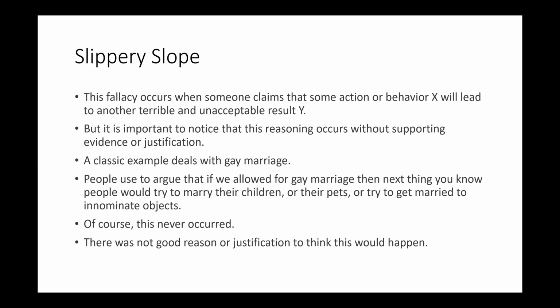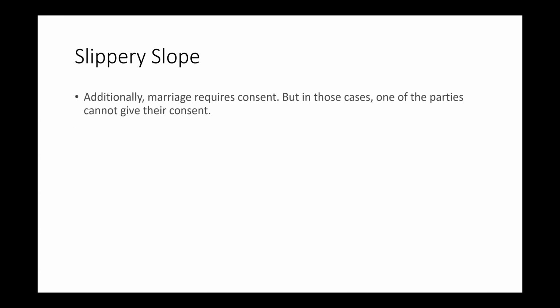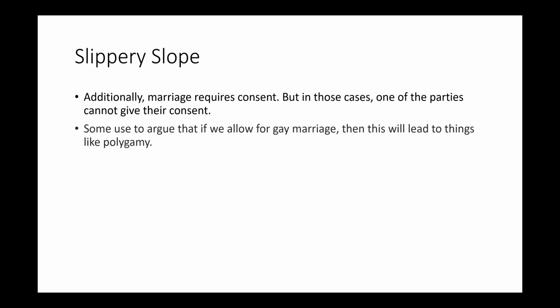Additionally, it's important to recognize that something like marriage actually requires consent. And in all of those cases, one of the parties cannot give their consent. A young child can't give their consent, a pet cannot give their consent, and clearly a rock can't give their consent either. Now, something that people did oftentimes argue back in the 90s and the early 2000s when this was a really hot topic issue, some people would argue that if we allow for gay marriage, then this is going to lead to something like polygamy.